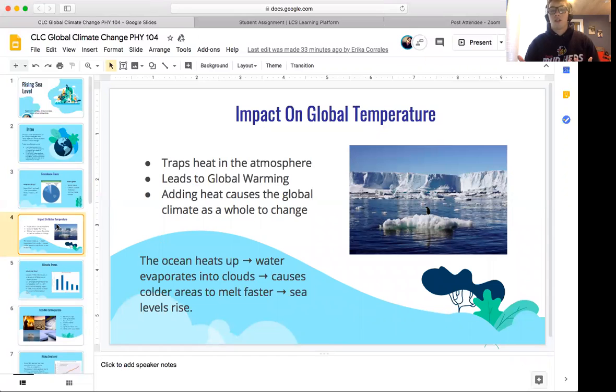So what is the greenhouse gases' impact on global temperature? It traps heat in the atmosphere, and because it traps heat, it leads to global warming. Adding heat causes the global climate as a whole to change. So the ocean heats up, water evaporates into clouds, colder areas melt faster, and then sea levels rise. As you can see in this picture, there's a little penguin just sitting on a little ice sheet surrounded by all sorts of water, showing how much ice has melted.